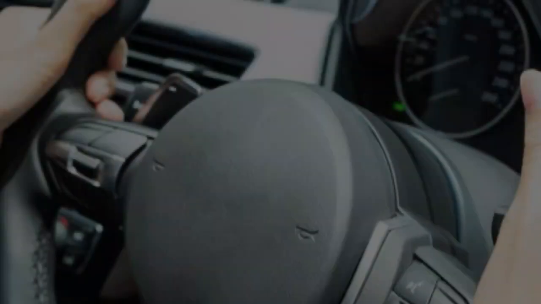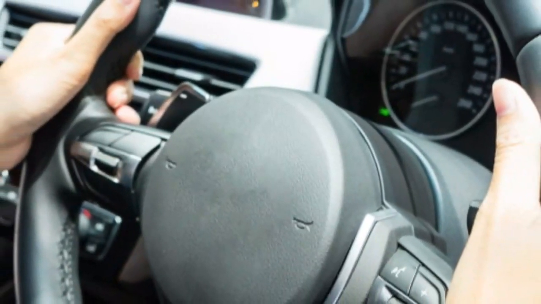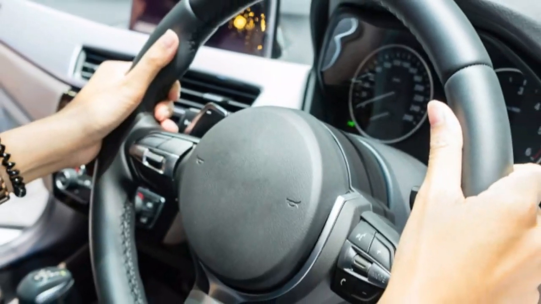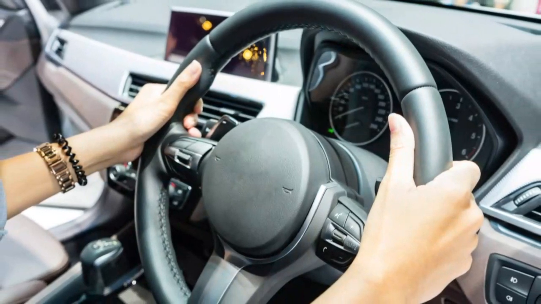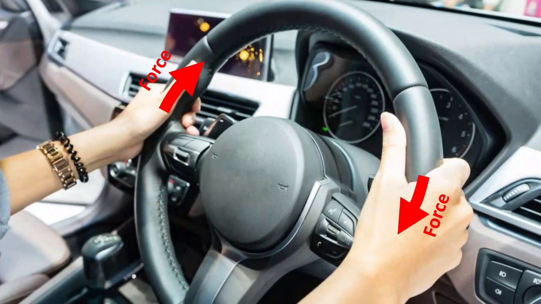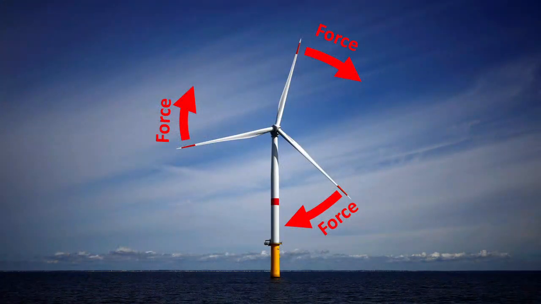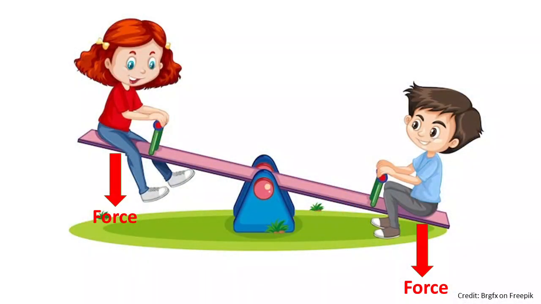So far, we've looked at torque created by a single force. There are times and applications, however, when there are multiple forces acting on an object to make it rotate. Sometimes these forces act in concert with each other to increase the torque, such as two hands on a steering wheel or multiple blades on a wind turbine. And sometimes they oppose each other, such as two children on a seesaw.